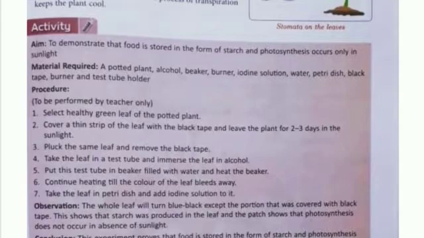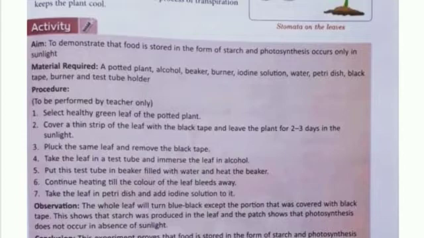First of all, you have to select a healthy plant and select one green leaf. Cover a thin strip of the leaf with black tape. Black tape से उसको इतने अच्छे से कवर करना है कि थोड़ा सा भी सनलाइट उस पार्ट में अंदर नहीं जाना चाहिए.